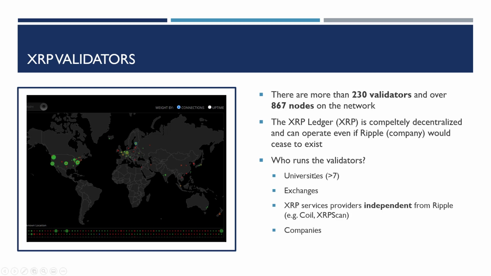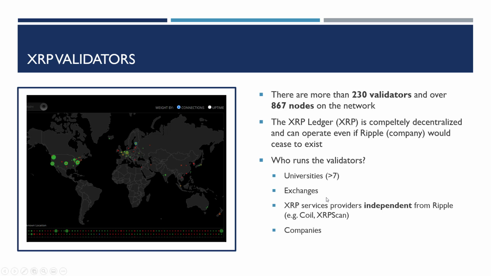So there's the University of Kansas, I think some university from London, from Australia, and so on. So you can look them up. I will also link them in there. There are exchanges, for example, like GateHub and Bitstamp running a validator. And there are also XRP service providers, which are independent from Ripple, like Coil, for example. They're doing web monetization, and also XRP Scan, which is an explorer.